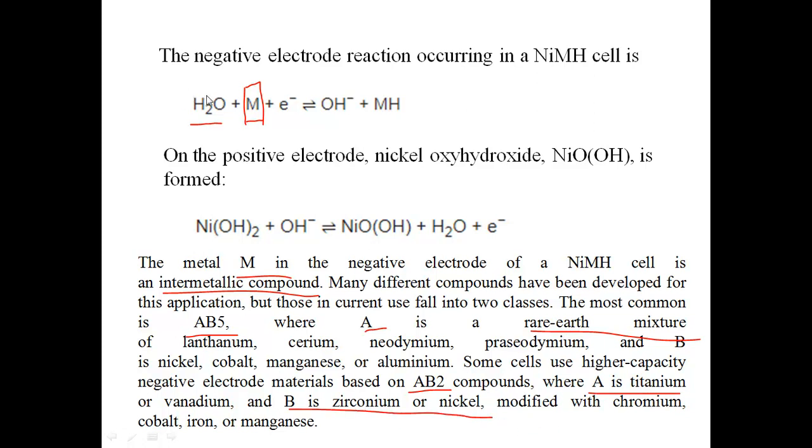So, coming back to the chemical equation, the water reacts with the intermetallic compound M, and it captures one electron to form a metal hydride. This MH is metal hydride, and liberates one hydroxyl ion. This hydroxyl ion at the cathode reacts with the nickel hydroxide. It reacts with this and it forms nickel oxide hydroxide and gives out one molecule of water and one electron.